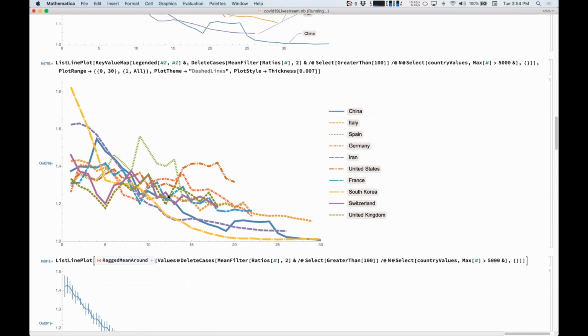Okay. I mean, you definitely do see though that all the countries start around 1.4, and by here they're all around 1.2-ish. Yes. So, okay, let's go back down again.